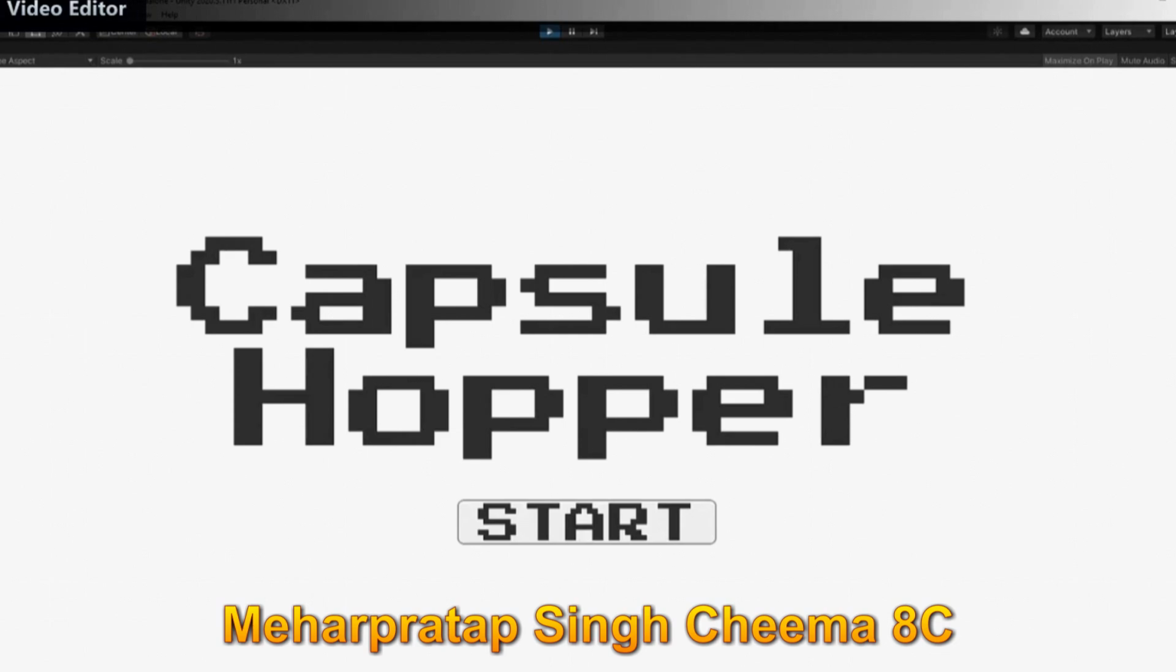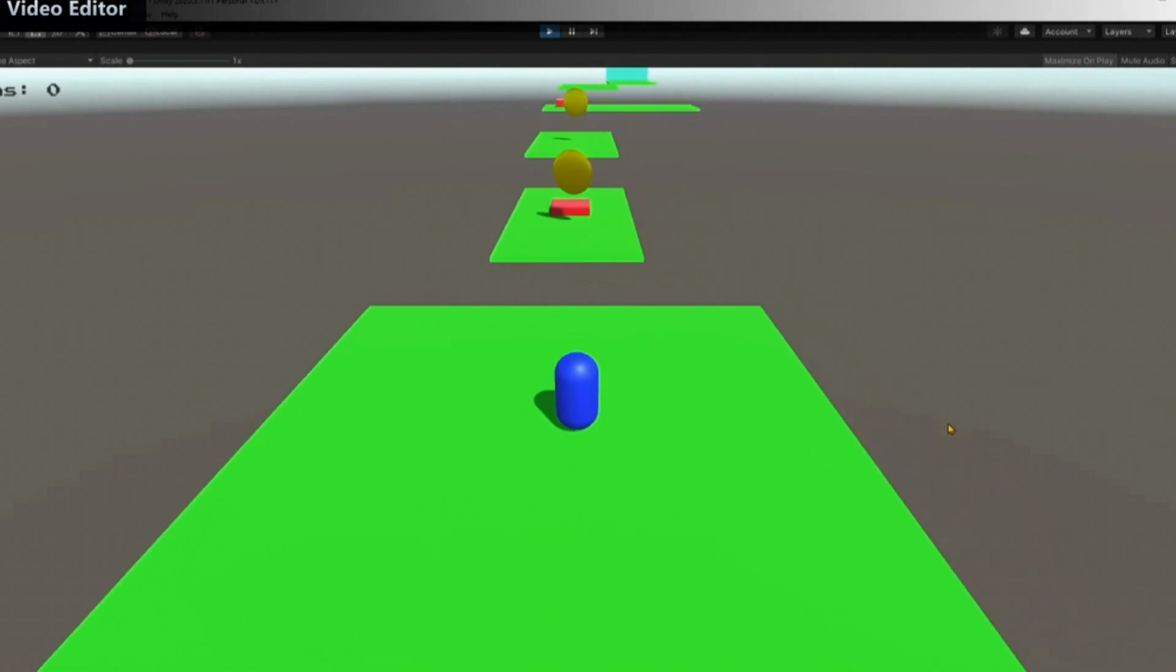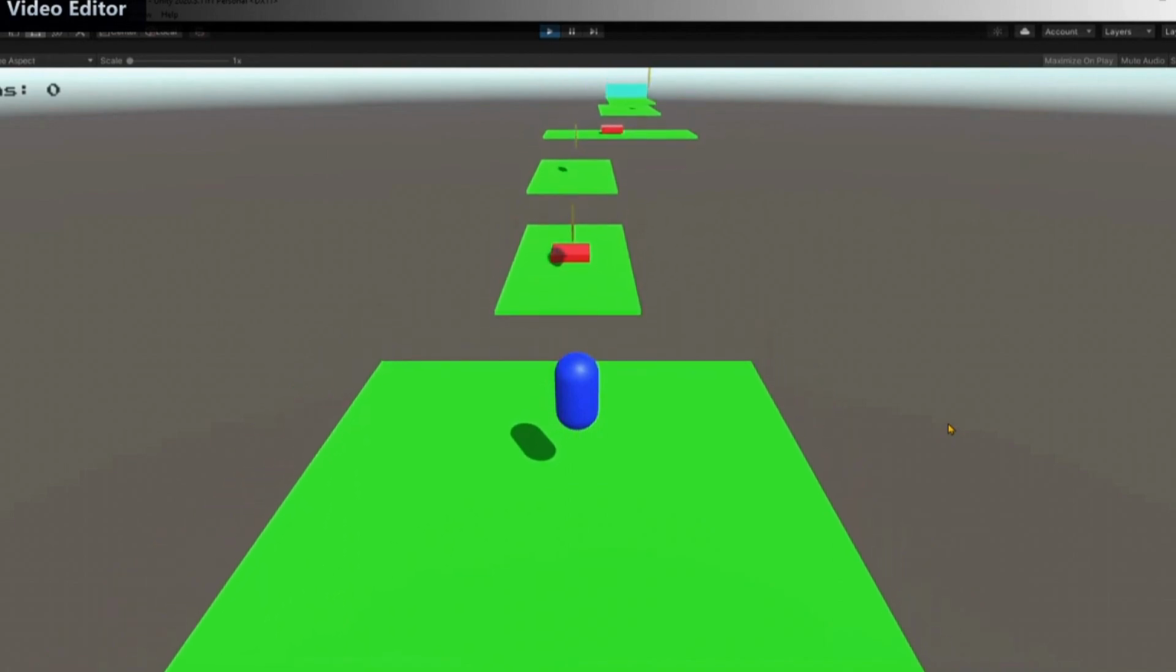The name of my game is Capsule Hopper, and to start it, you have to simply press on the start button. To move around, you have to use up, down, left, right arrow keys to move in the respective directions. You can also jump with the help of spacebar.